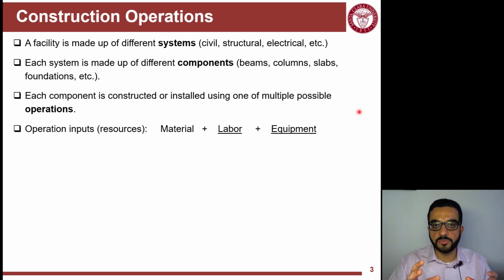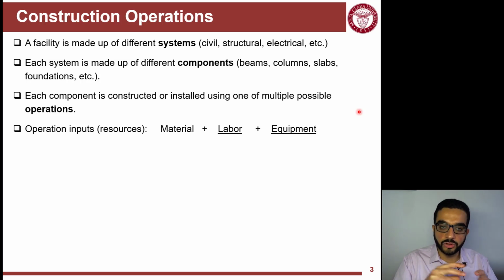So a structural system is made of beams, columns, slabs, and each one of these is built with a possible way or a possible operation, of many different possible operations, to construct or install this component. And every one of these operations will have different variations or ways of using resources or inputs. So resources are an input into an operation, and then at the output of the operation, whatever component you will have in that system for this facility.